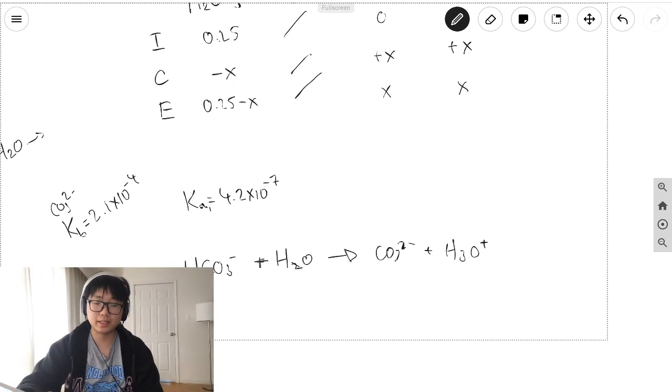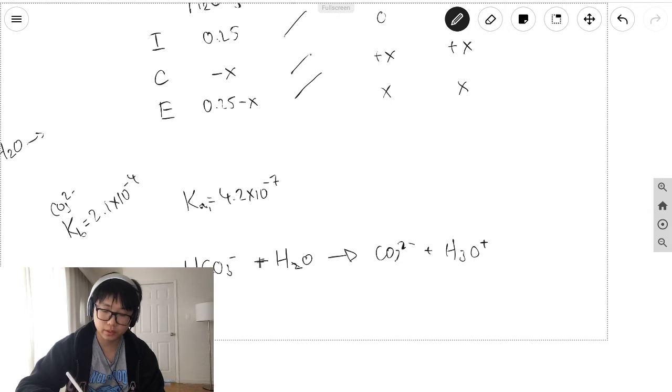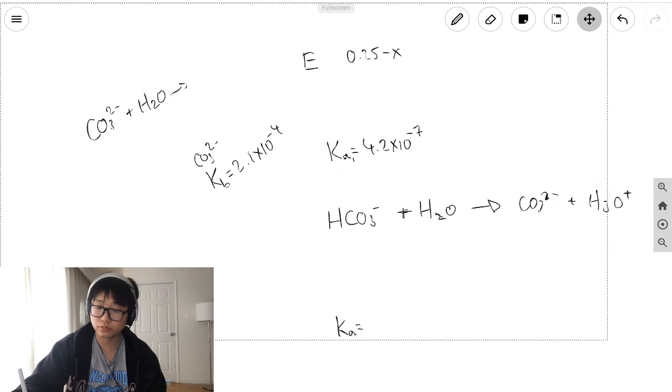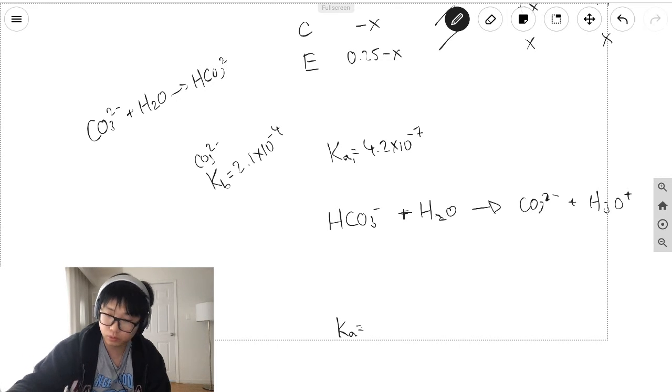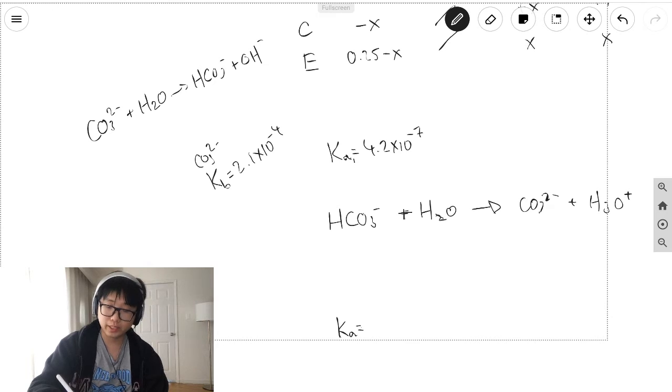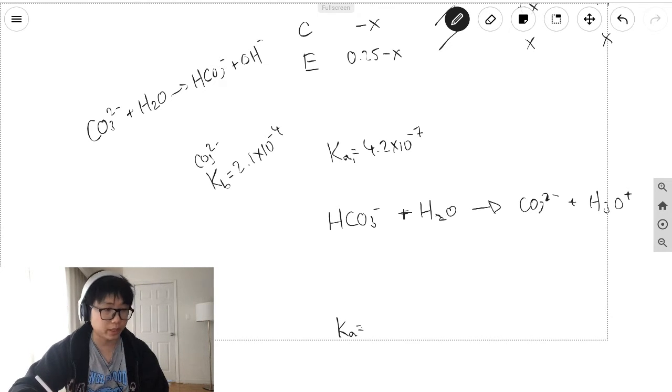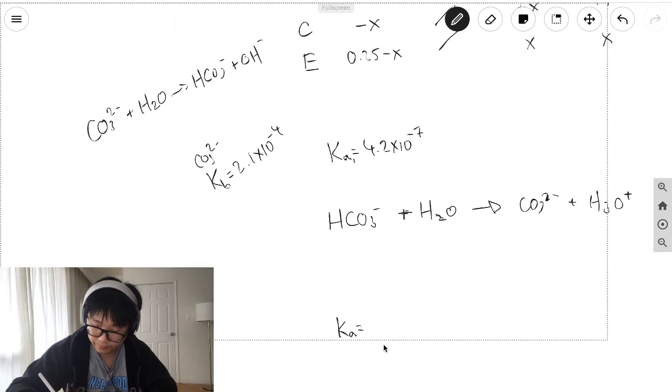So that's what I mean. I need to know the Ka value for this. If the book didn't give it to you, another way we can do it is find the reverse of this. If you know the Kb of CO3 2 minus, which is pretty much the opposite of this equation, which is 2.1 times 10 to the negative 4, then I know Ka has got to be 10 to the negative 14 divided by that.